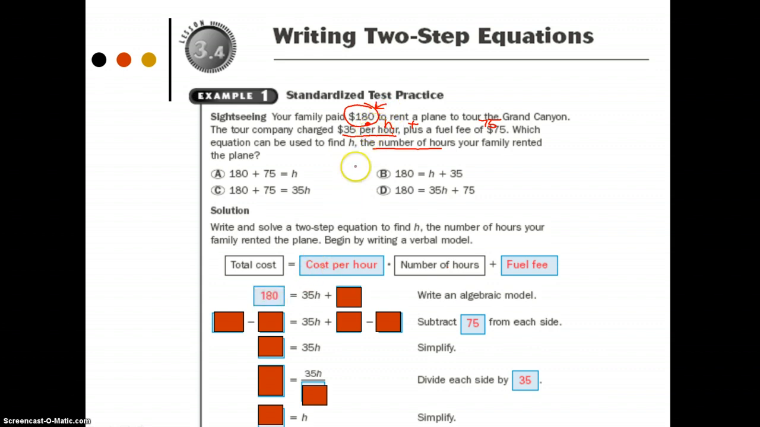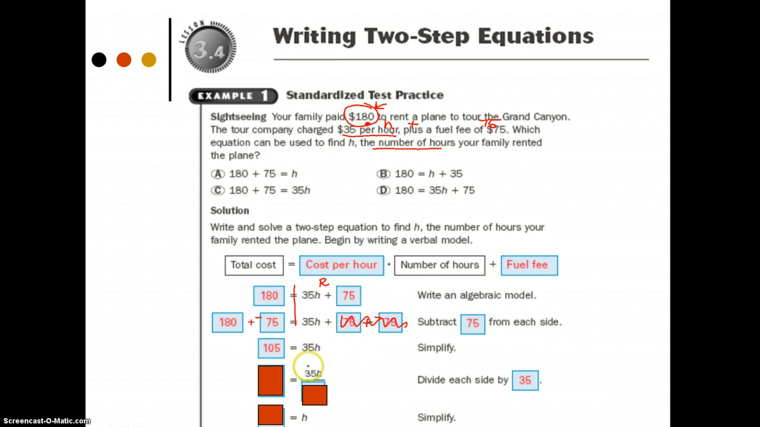It was $35 per hour, that's what it said up here, and we don't know how many hours, plus the fuel fee was $75. We can now solve this two-step equation. Here's the variable on the right side. The constant is 75, so we add negative 75, or subtract 75, from both sides. I like to add negatives. You get 105 on the left. The 75s cancel out on the right.